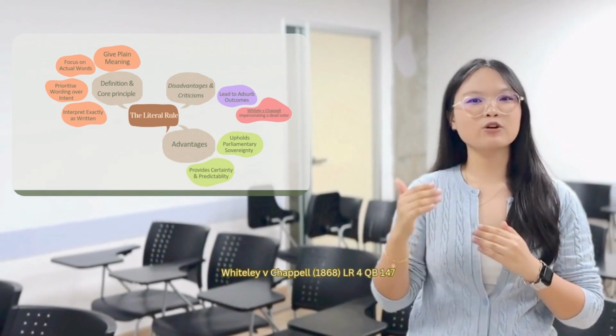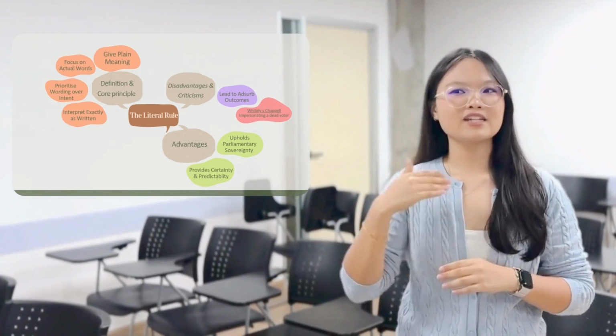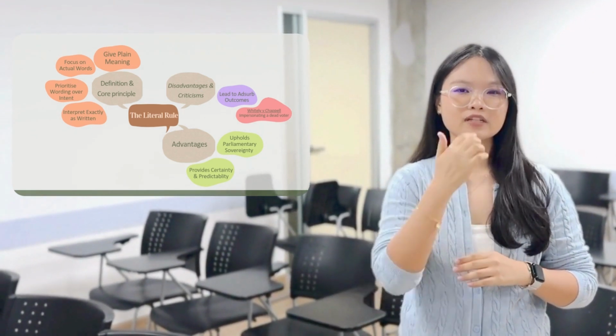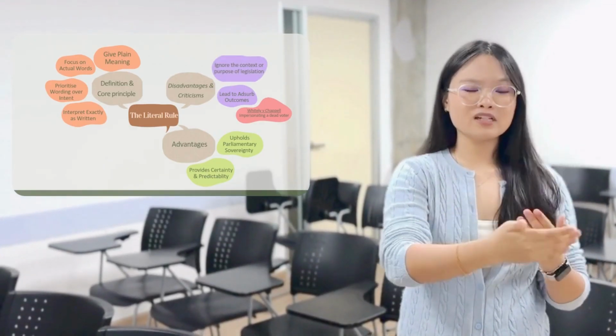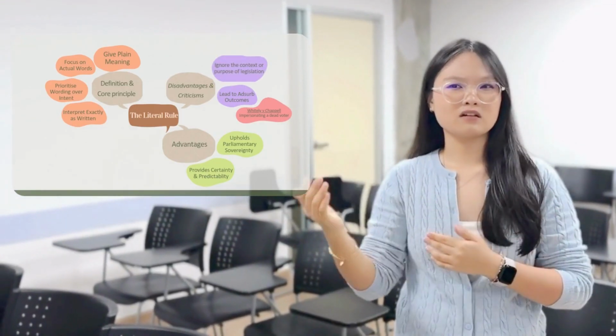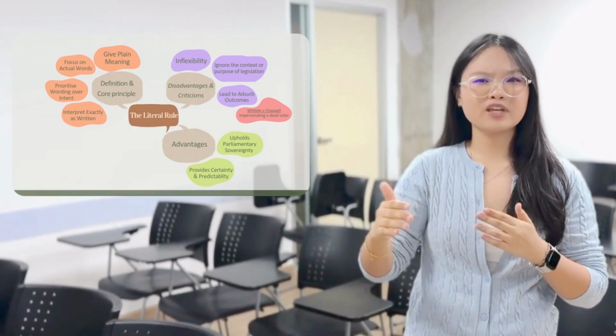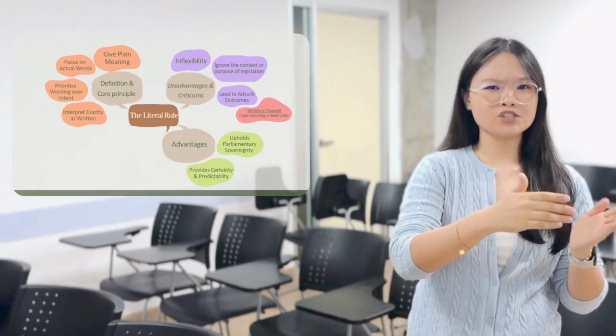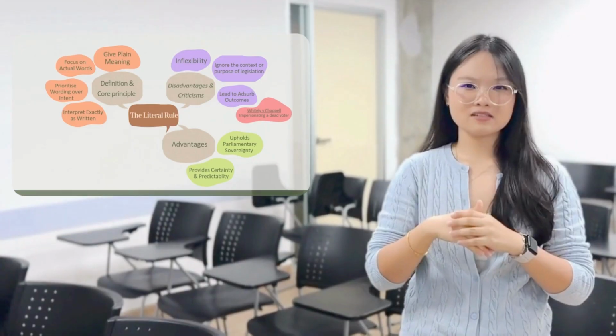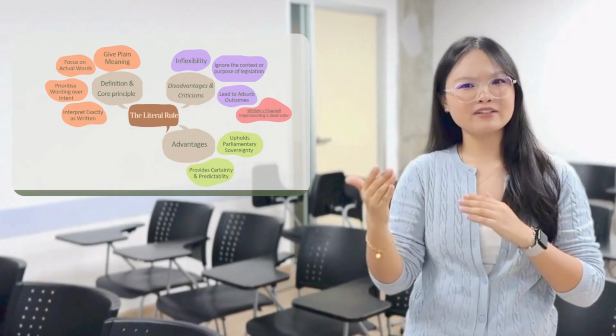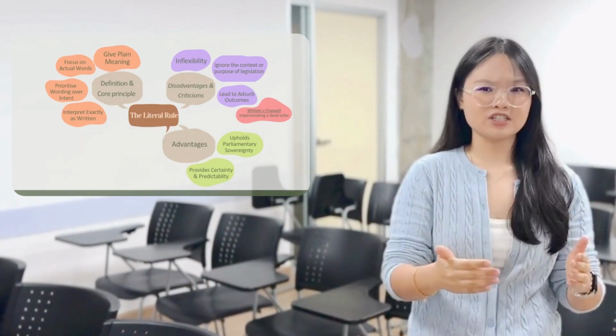In addition, the literal rule often overlooks the broader context or the purpose of the law and remains inflexible, failing to adapt to evolving language or the social norms. As a result, it can sometimes undermine the fairness in modern interpretation.